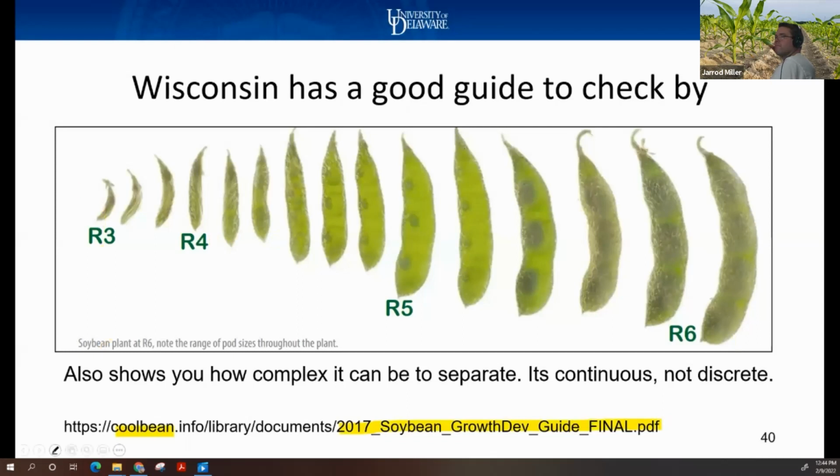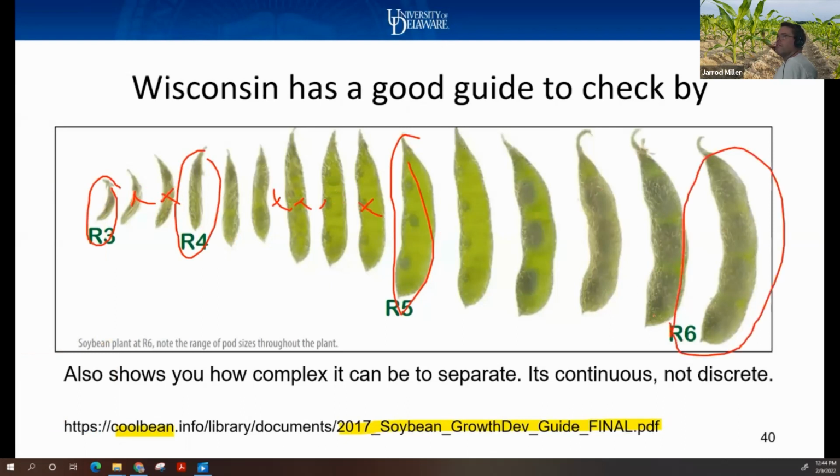But what I like about this image that I took from there, they were talking about how you can find all these stages in the field at one time. But this is R3, but this is R4. Well, look at this. There's 2 in between. What's that? R3.5. Here's R5. You got some here. Look in between. And here's R6, really? So it's subjective.